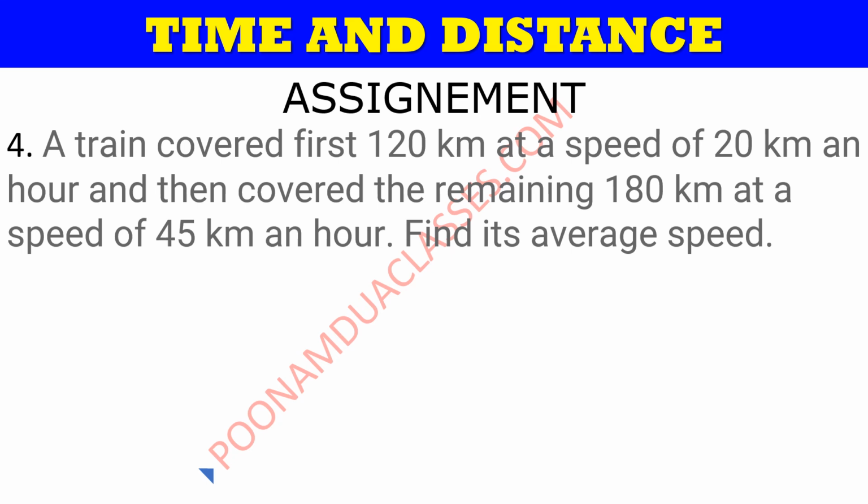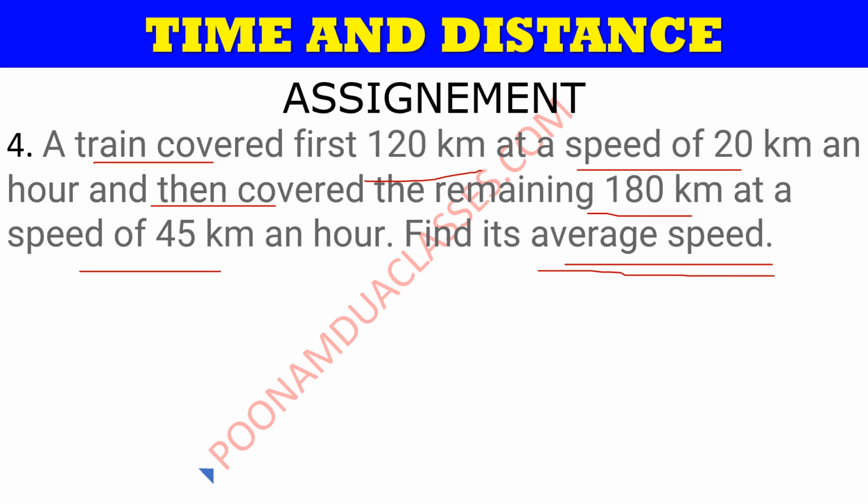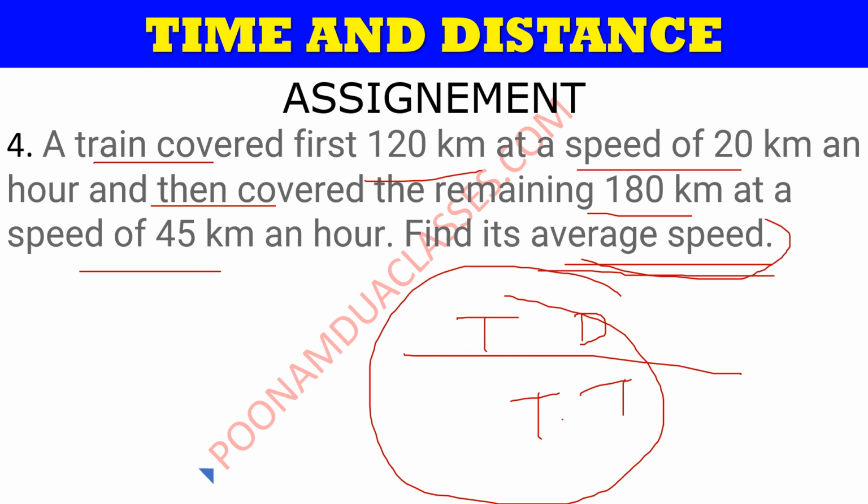Next question is related to average speed. We need to find out the average speed. A train covered first 120 kilometers at a speed of 20 kilometers an hour and then covered the remaining 180 kilometers at a speed of 45 kilometers an hour, and we need to find out the average speed. First we will find out total distance and then we will find out total time, and by dividing these two we will get the average speed.